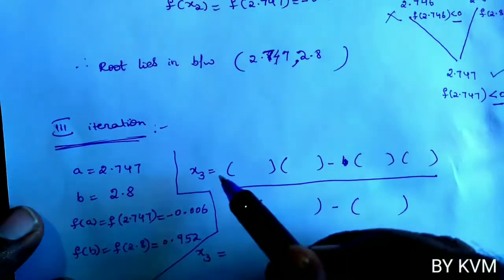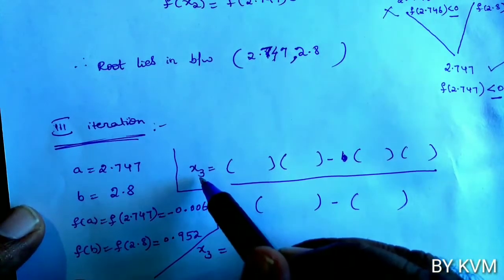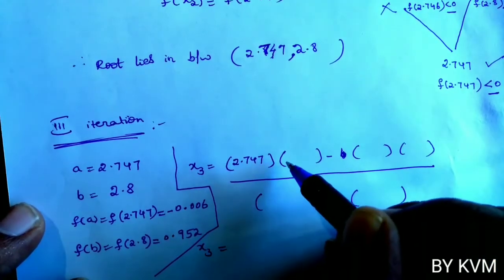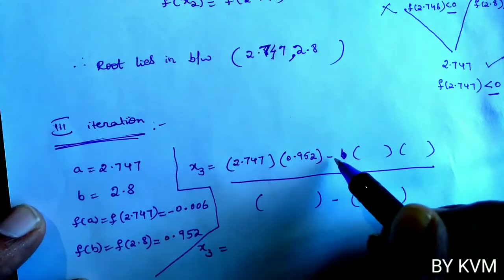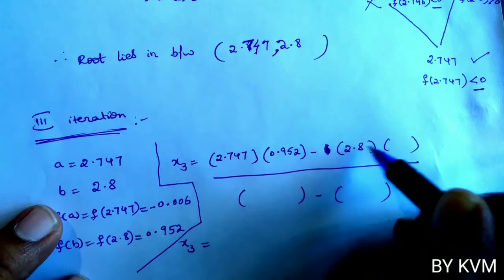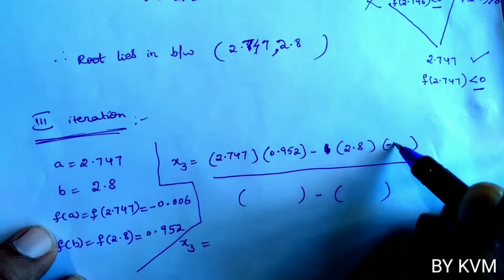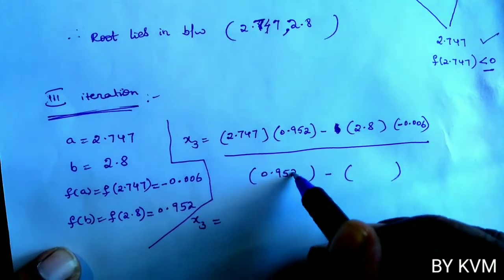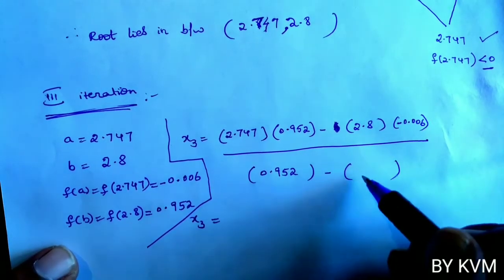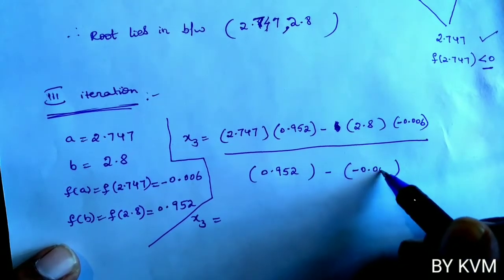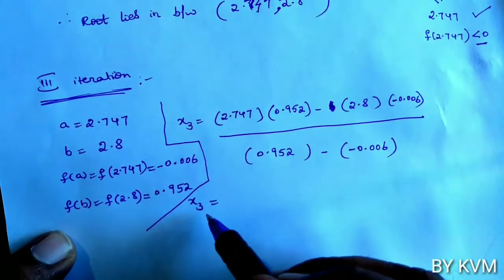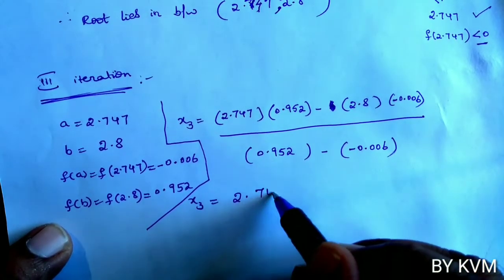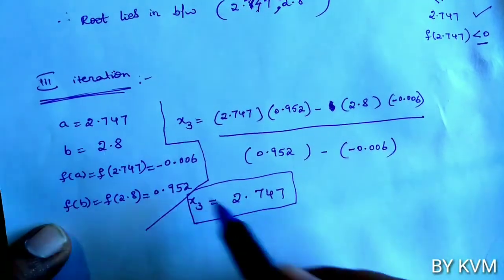So now substitute all the values in the formula. In the third iteration, take the root as x3. So x3 equals a into f of b minus b into f of a, divided by f of b minus f of a, where a is 2.747, f of b is 0.952, and f of a is minus 0.006. So simplify using the calci. Solve this equation using the calci. So the x3 value is 2.747. So in the third iteration the root is 2.747.